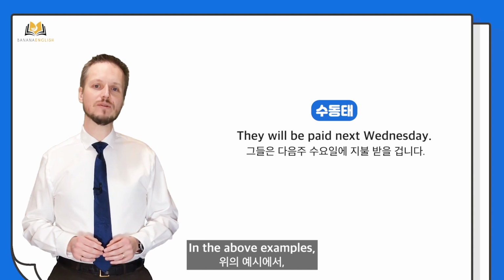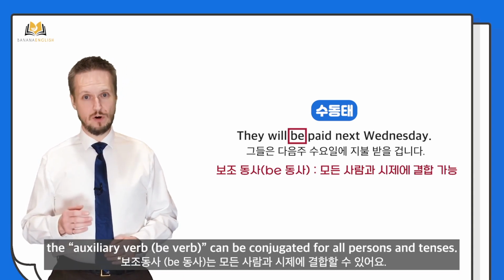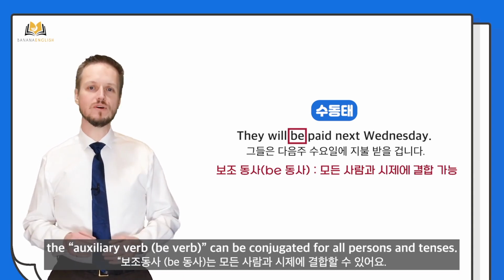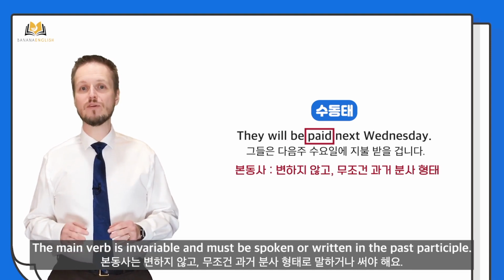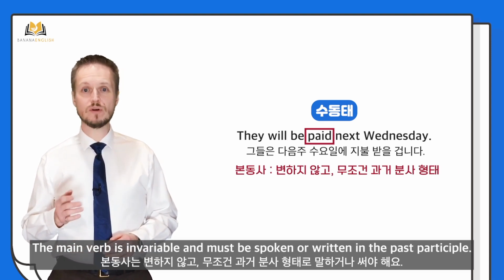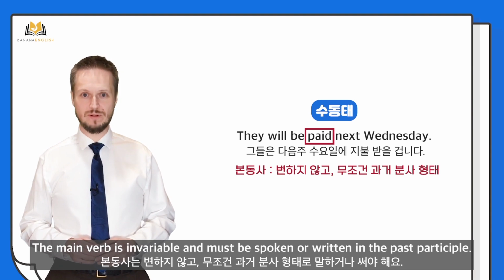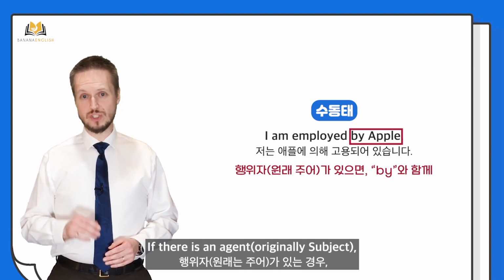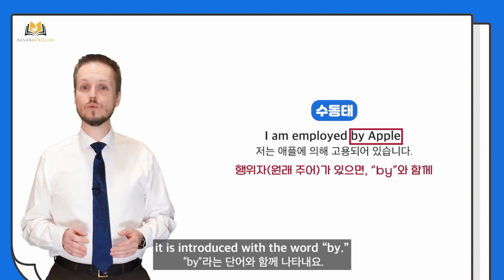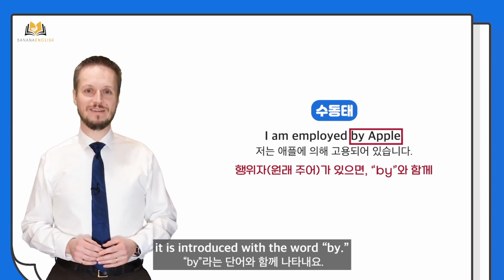In the above examples, the auxiliary verb, be verb, can be conjugated for all persons and tenses. The main verb is invariable and must be spoken or written in the past participle. If there is an agent, originally subject, it is introduced with the word by.